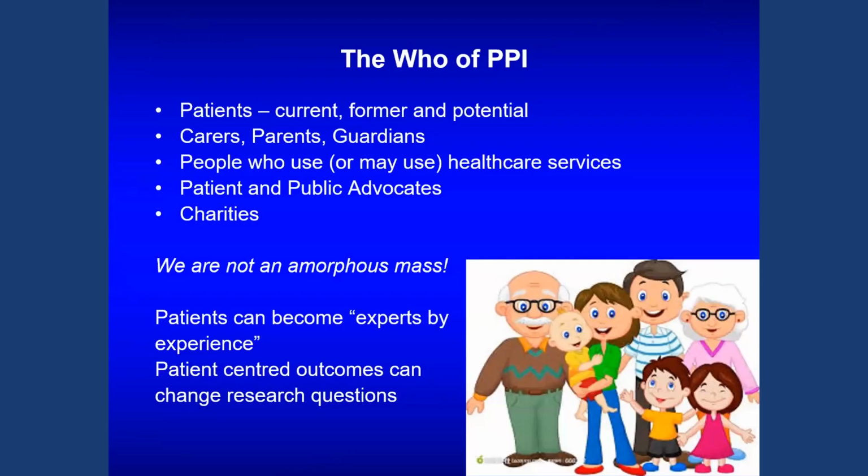Well, just to reiterate what Paul said, who is PPI? Who or what are PPI? They're patients, current, former, or potential, carers, parents, or guardians, people who use healthcare services, patient and public advocates, and charities. And I think you'll agree that includes almost everyone. But the point I want to make is we're not just one amorphous mass. We are all actually very different. And patients can become experts by experience, a term used regularly by the NIHR. And patient-centered outcomes can actually affect and improve research questions.